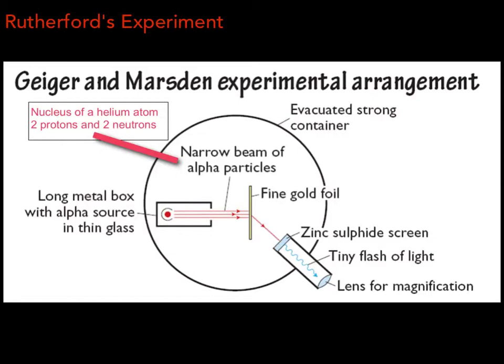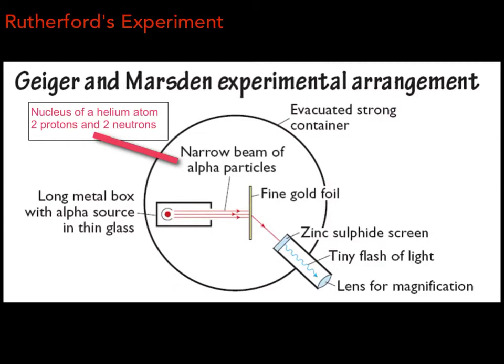If this was not the case, then an alpha particle could theoretically leave the alpha source along this trajectory, then be detected by the zinc sulfide screen, and Rutherford would have no way of knowing whether that particle had interacted with the fine gold foil or not.